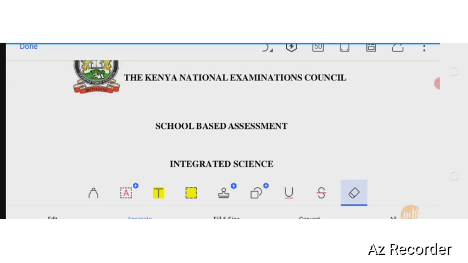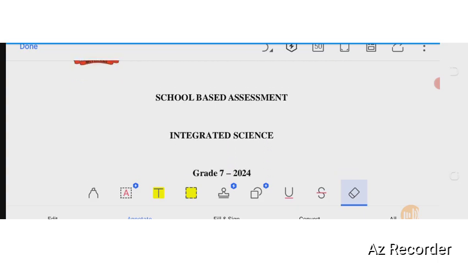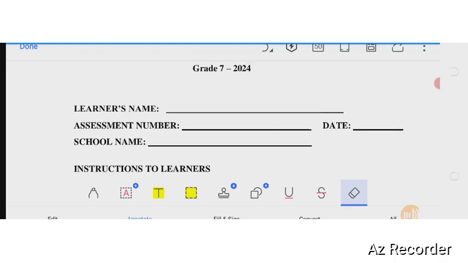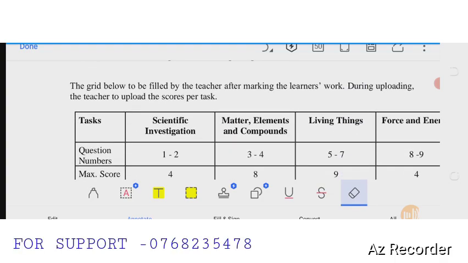So this is a NAC school-based assessment, Integrated Science Grade 7, 2024. Let's go straight to the questions.